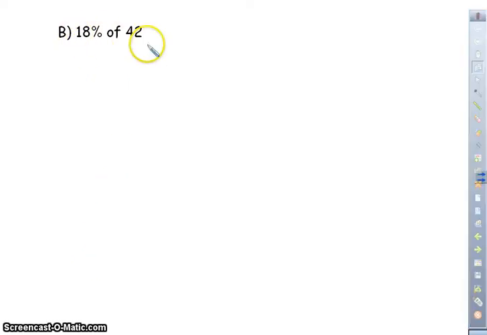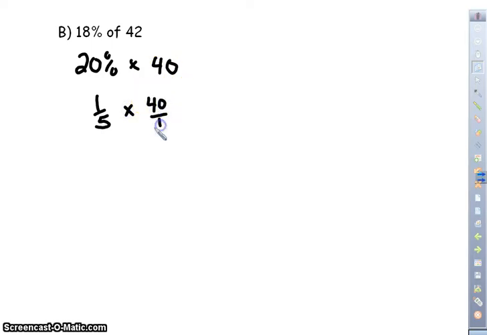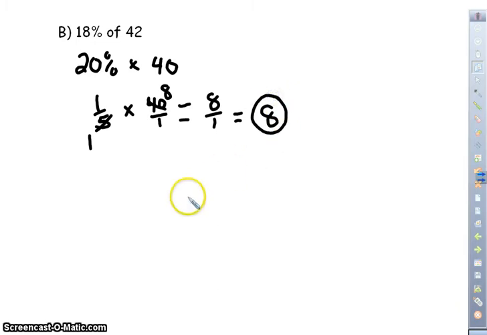All right, you would need to estimate this number, which would probably be best as 20% of, and I would say round this to a number that's compatible, usually multiples of 5, so 40 would probably be the best. My fraction equivalency to 20% would be 1/5 times 40 over 1. As you can see, the 5 and the 40 are cross-reducible, and that's what we mean by being compatible. So divide both by 5, and we end up getting 8 over 1, which equals 8. So 20% of 40 is about 8. So 8 would be your best answer to this.